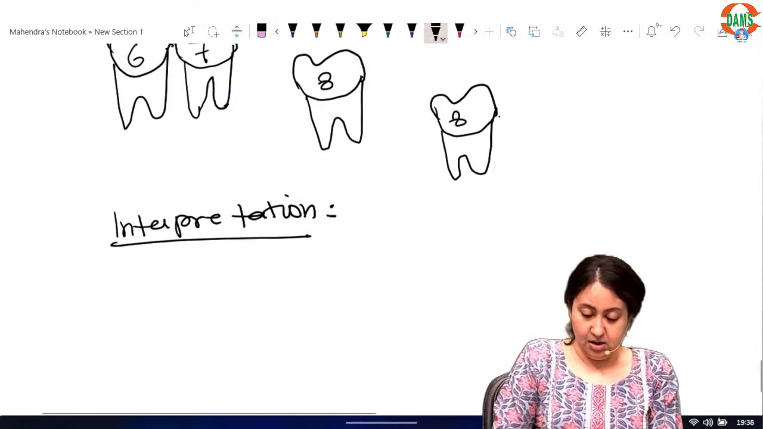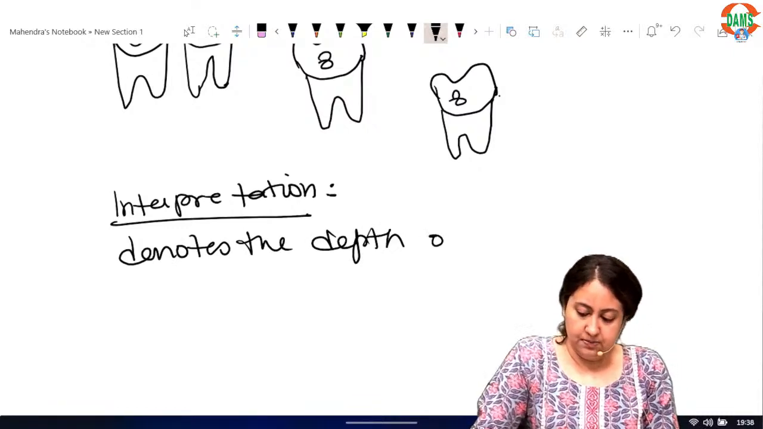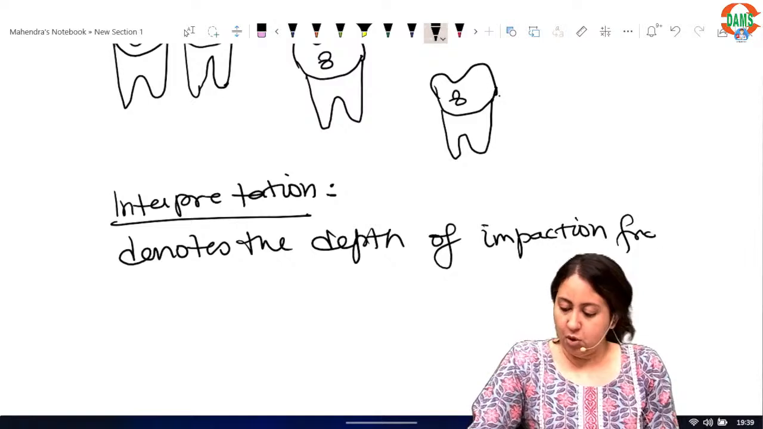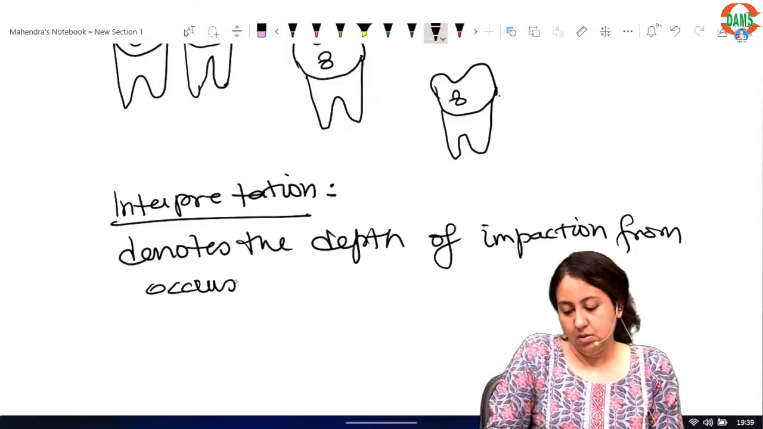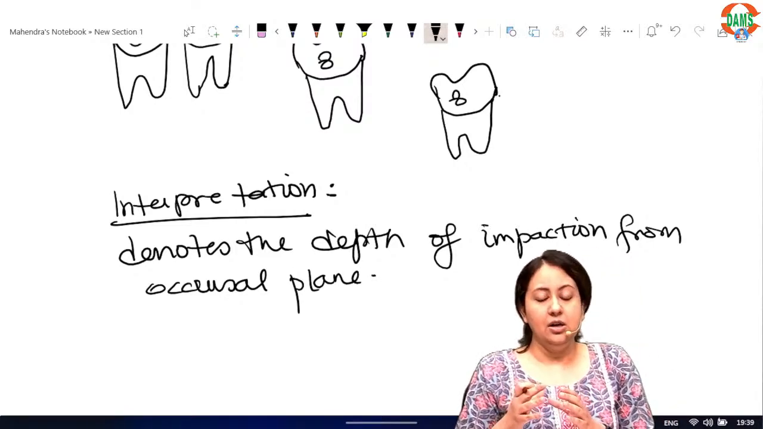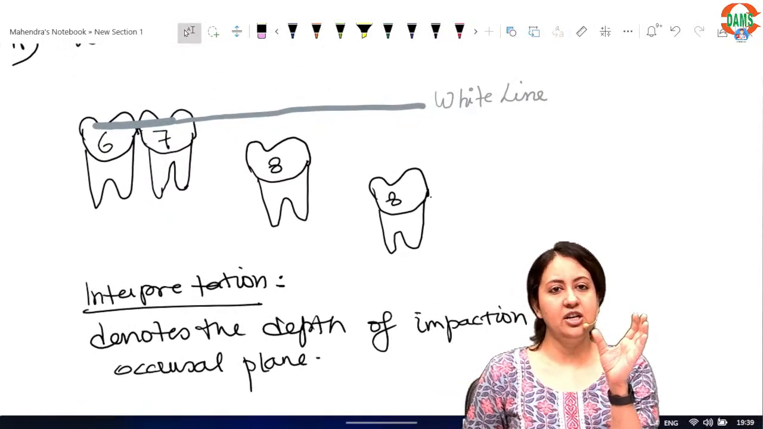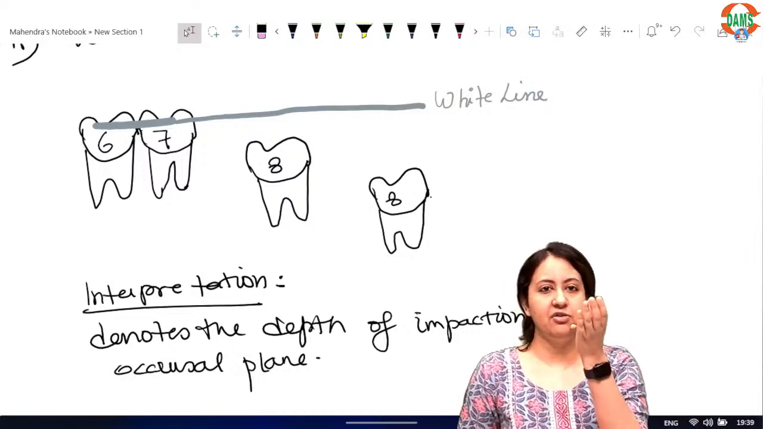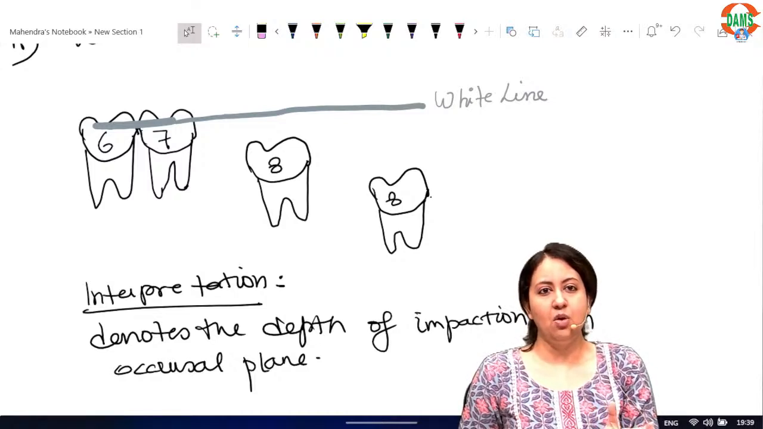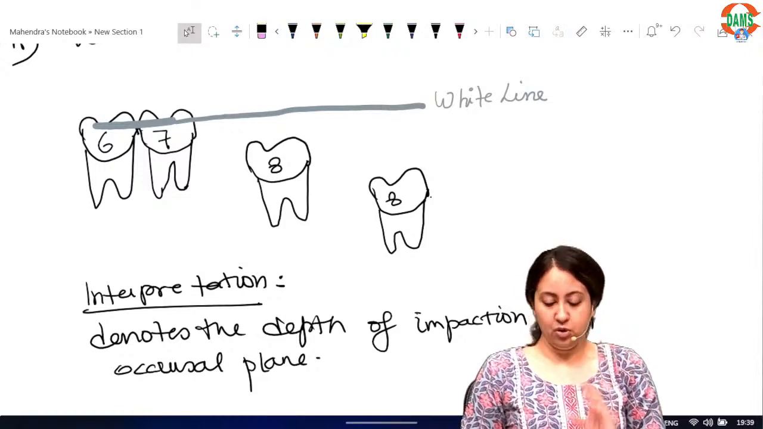Interpretation of white line: it denotes the depth of impaction from occlusal plane. It is very simple to remember. The white line is drawn from the occlusal surface, so it tells the depth from the occlusal plane. Clear? So the interpretation part is important, that you have to remember.